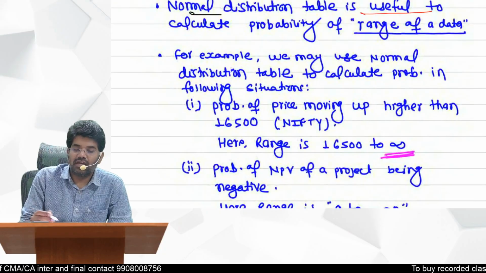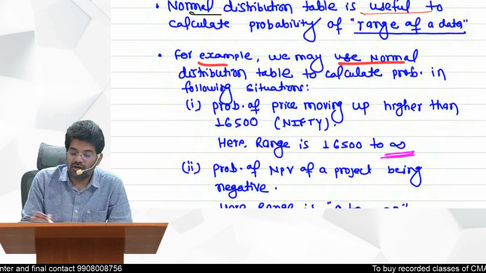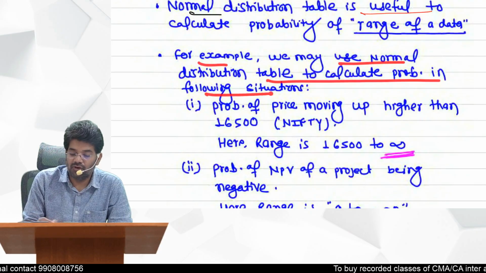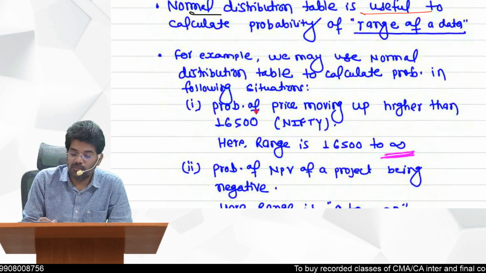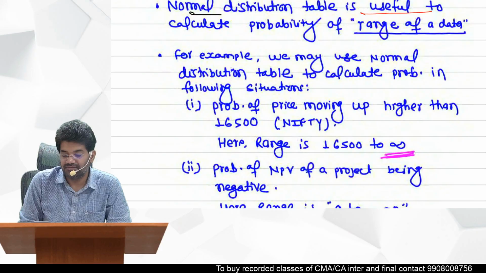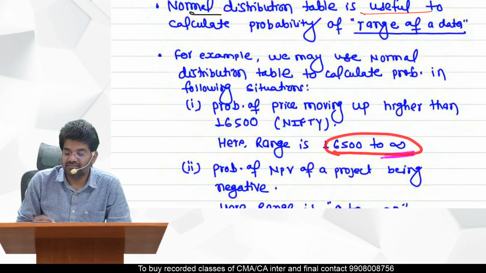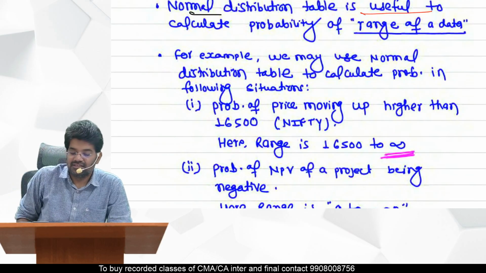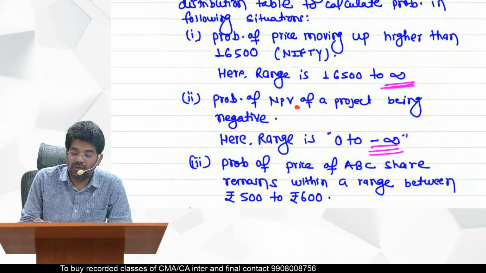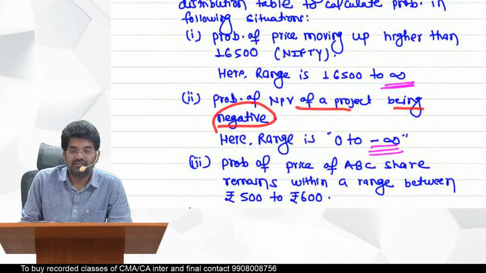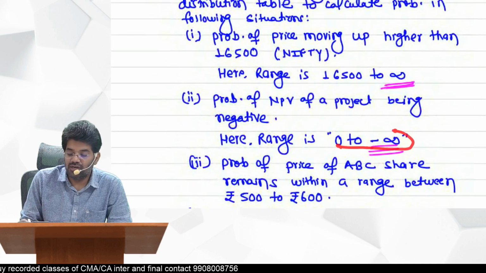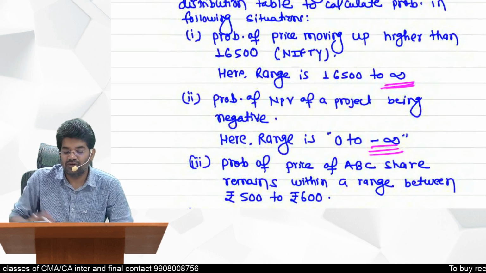Say for example, we use the normal distribution table to calculate probability in the following situations. What is the probability of price moving up higher than Nifty 16,500? What is the range here? From 16,500 to infinity. This is the range of data. Or what is the probability of NPV of a project being negative? That is from 0 to negative infinity. This is called the range of data.